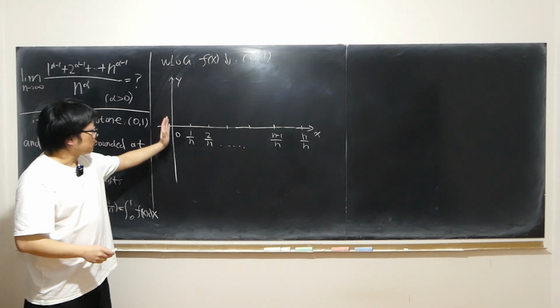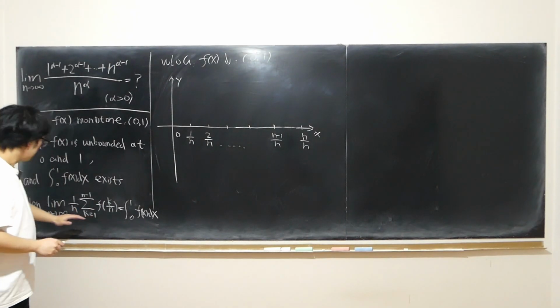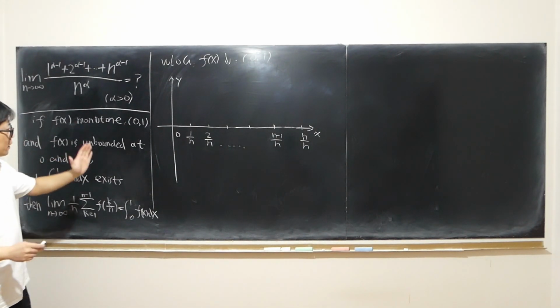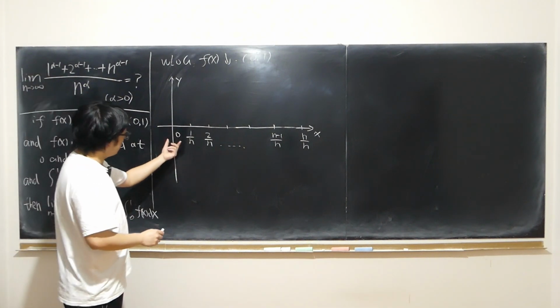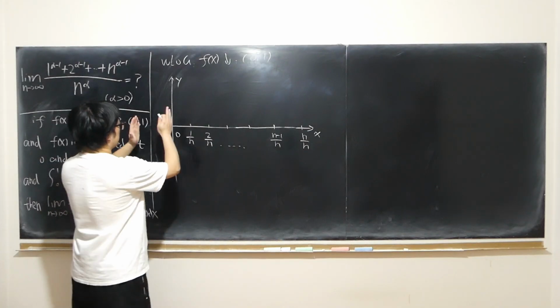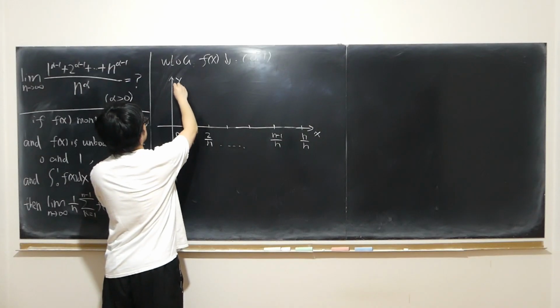It says the improper integral from 0 to 1 exists. Right? What does that mean? That means if I choose n to be big enough, then 1 over n will be small enough. In that case, like I said, imagine if it's decreasing. So let's maybe draw it like this.